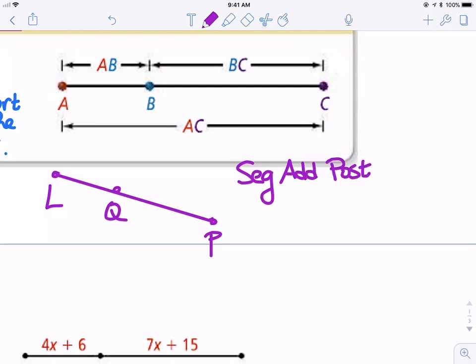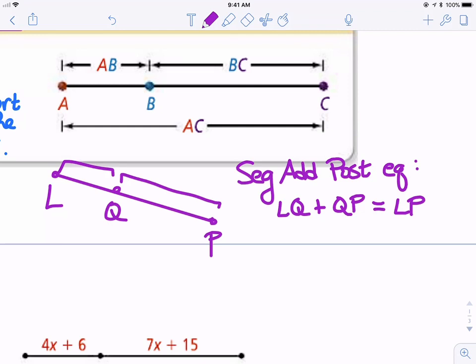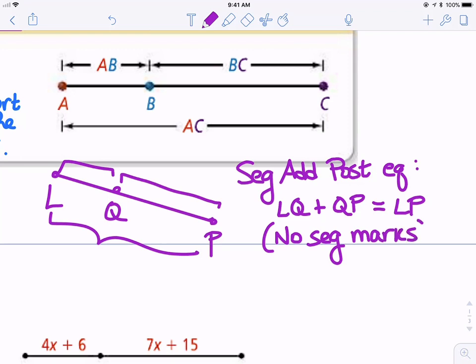The segment addition postulate equation would be LQ plus QP is equal to LP. Now remember that there's going to be no segment mark over top of this because we're talking about lengths. Even though it's called segment addition, we're not really adding the segments, we're really adding the lengths of segments. So no segment marks on top. That's an equation, it's got an equal sign, so there shouldn't be any bars over the top.